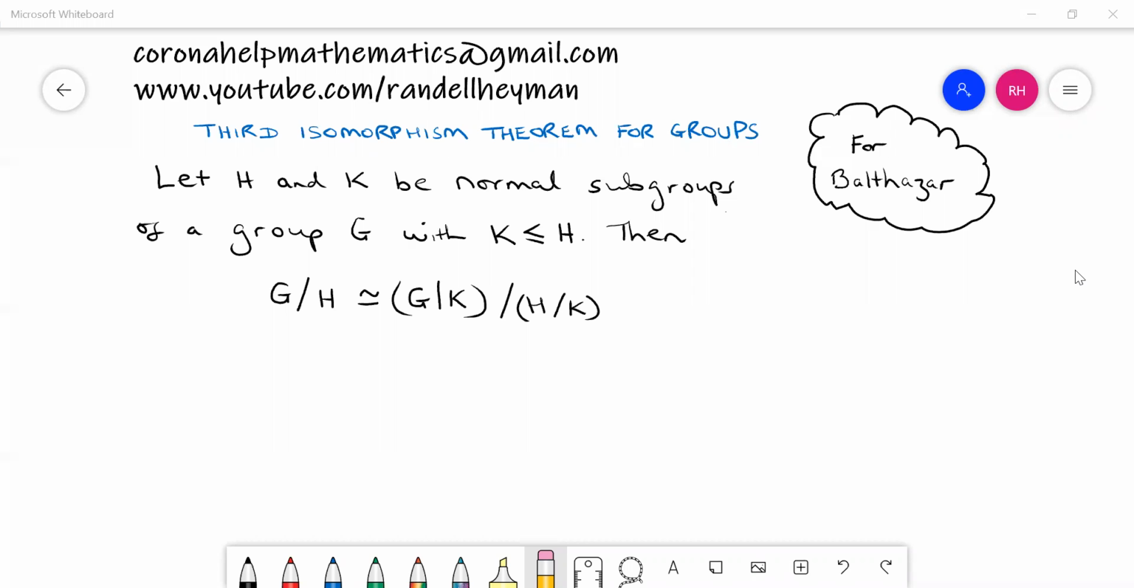So this is for Balthazar. It's the third one I've made for him. We're clocking through the isomorphism theorems for groups, so we're up to the third one. So let's read through it.